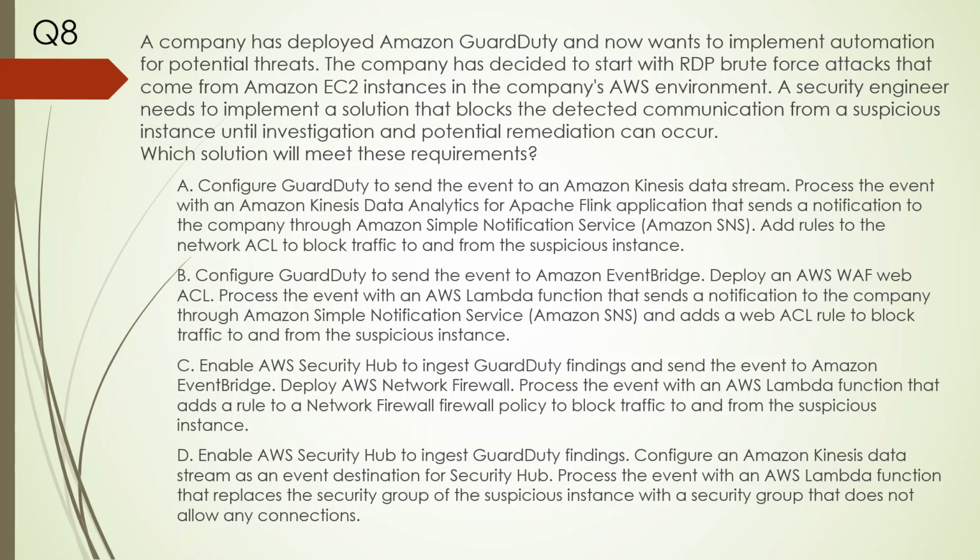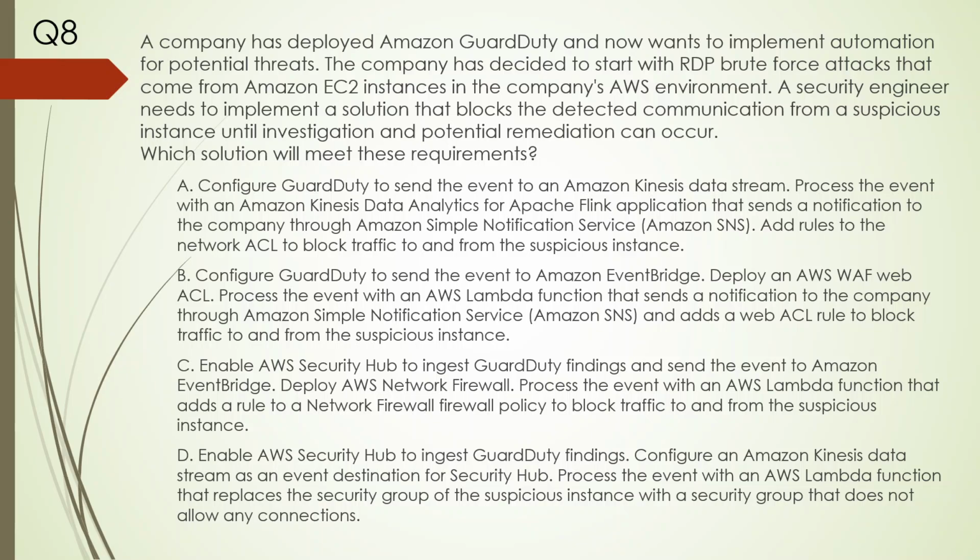Letter A, configure GuardDuty to send events to an Amazon Kinesis data stream. Process the events with an Amazon Kinesis Data Analytics for Apache Flink application that sends a notification to the company through Amazon SNS. Add rules to the network ACL to block the traffic to and from the suspicious instance. Letter B, configure GuardDuty to send an event to EventBridge. Deploy an AWS WAF web ACL, process the event with AWS Lambda that sends a notification to the company through SNS and adds a web ACL rule to block the traffic to and from the suspicious instance.